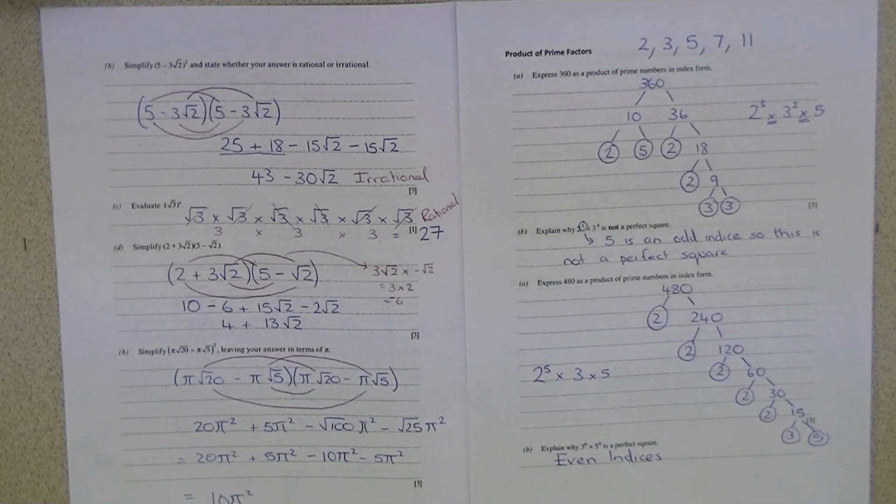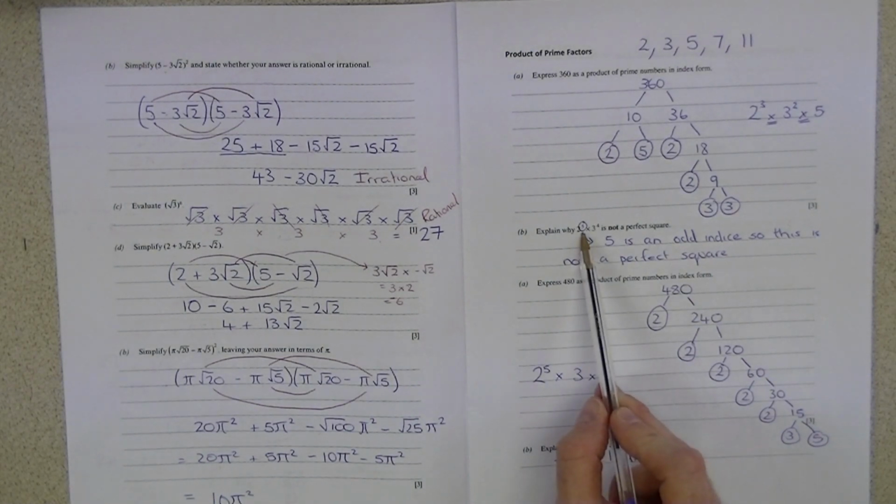And they quite like that question then about something being a perfect square. Well, as long as you're multiplying things with even indices, then the answer will be a perfect square. So this one down here, 3 to the power 6 times 5 to the power 4, fine. 6 and 4, both even indices. It is a perfect square.